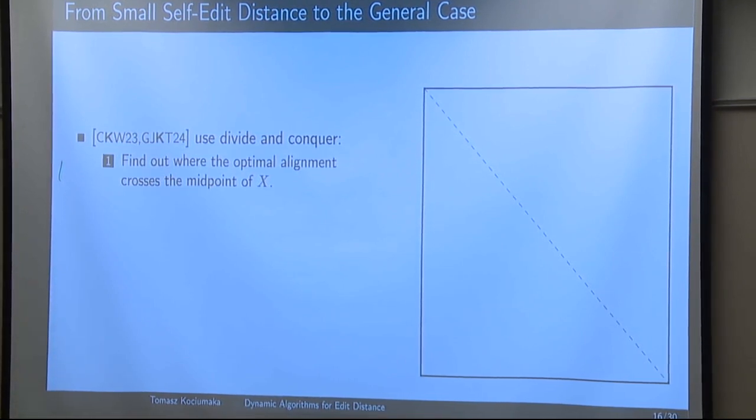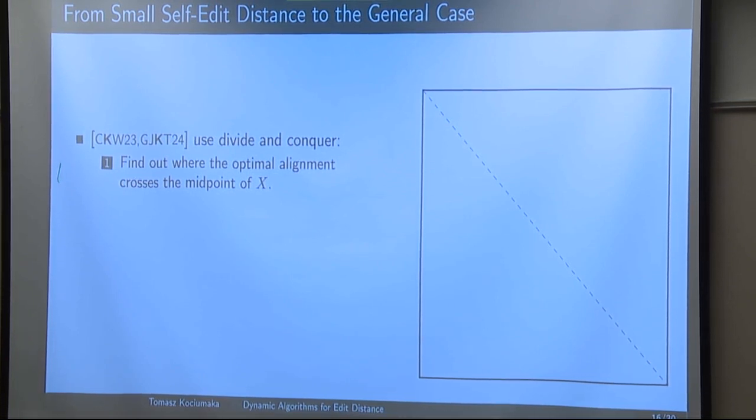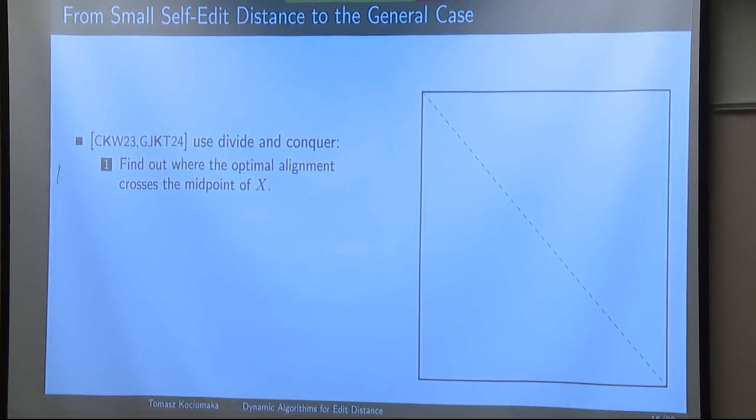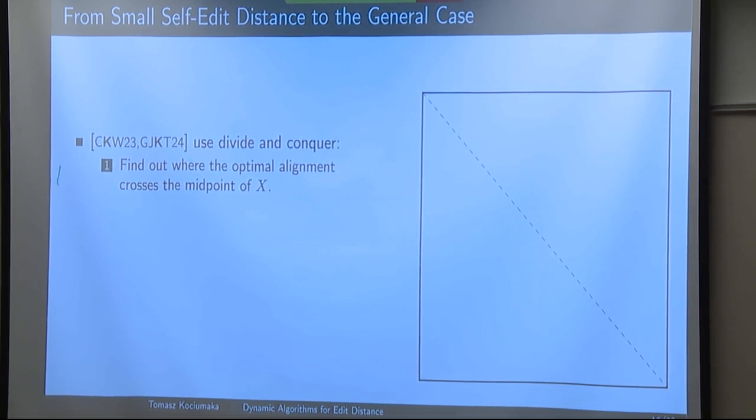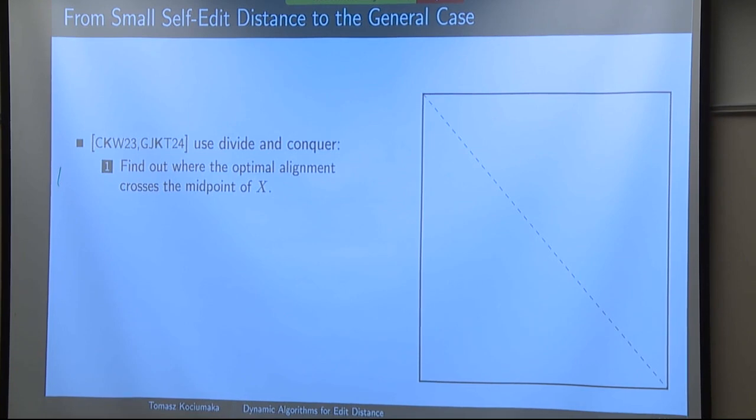So the reason why we started this special case was that in some other settings, we were able to make this leap. But unfortunately, the way it was done previously doesn't really generalize to the dynamic setting. Let me briefly explain how it was done previously. So we partitioned the string x into two halves equally.